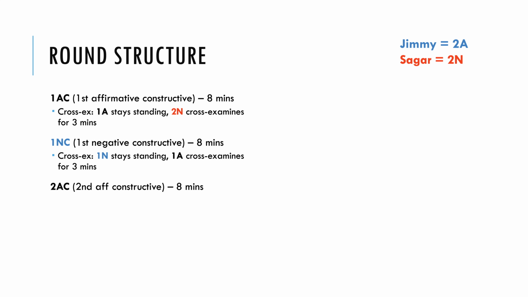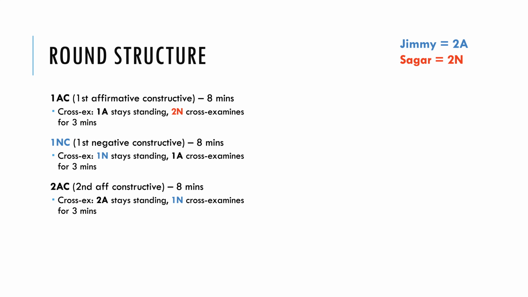After that, the 2AC then stands up. The other team, the affirmative team, stands up, responds to the arguments for 8 minutes. Now you should ask yourself, who's going to cross-examine the 2AC? Is it going to be Jimmy or is it going to be Sagar? Hopefully you answered Jimmy, because Jimmy is not about to give a speech right after this.